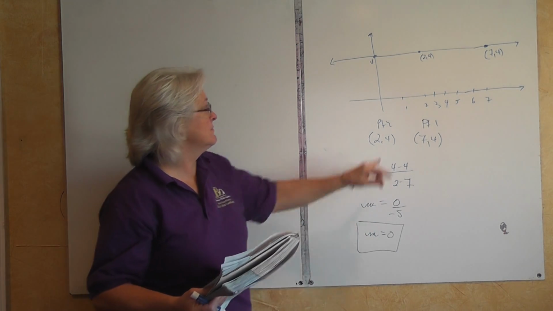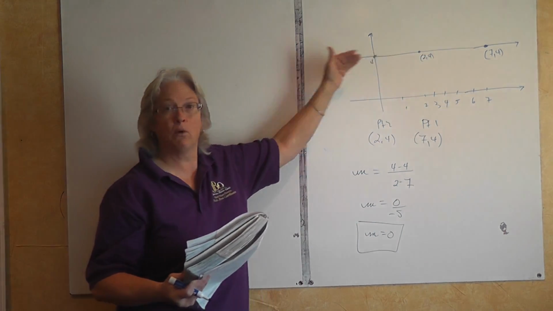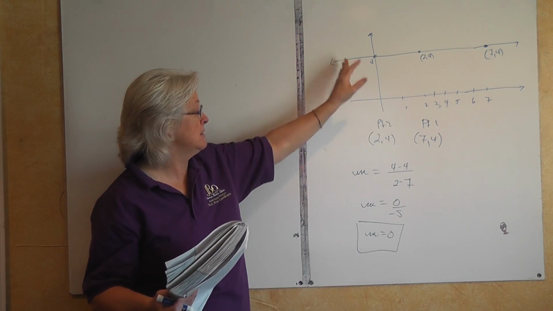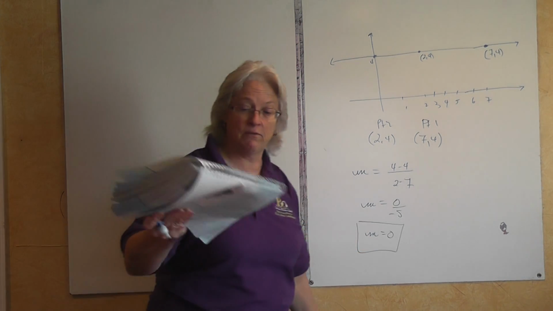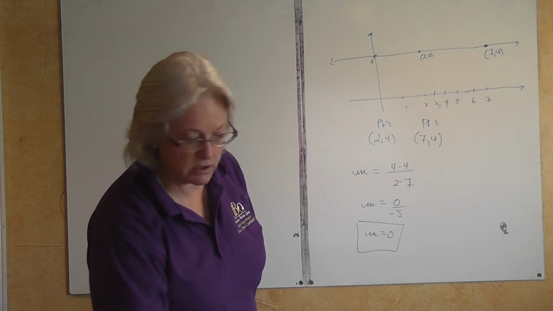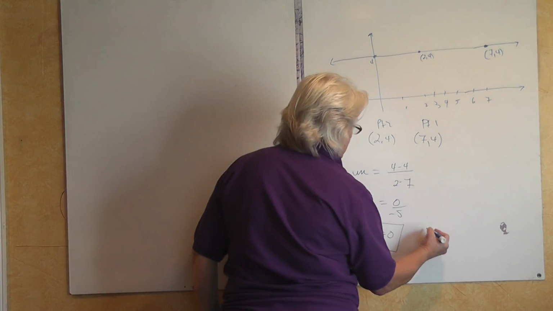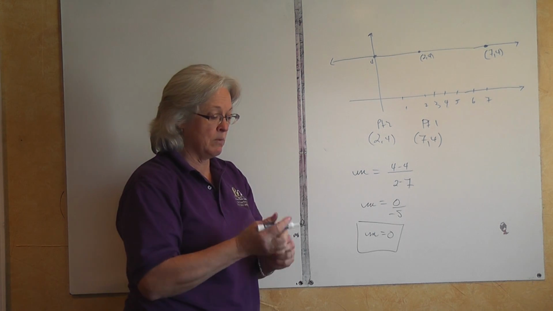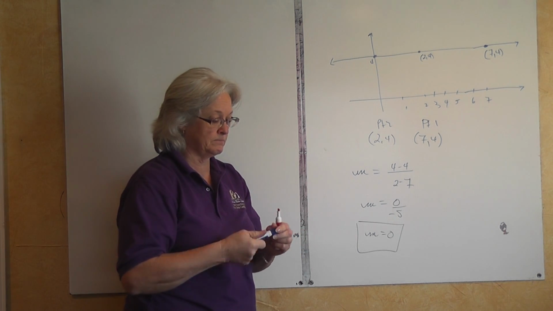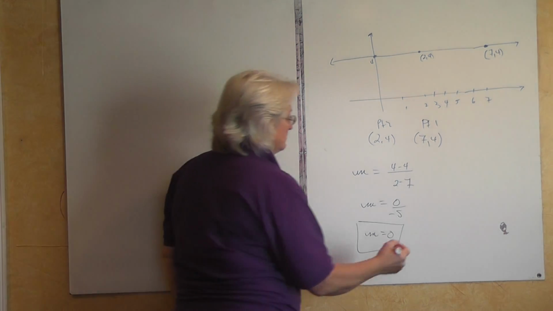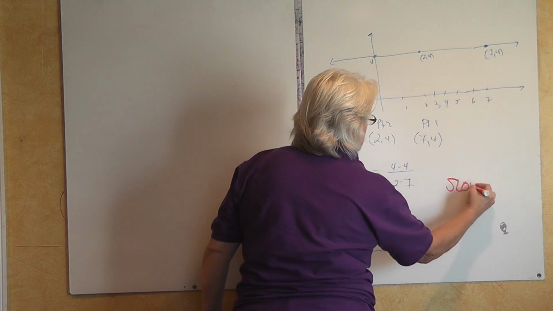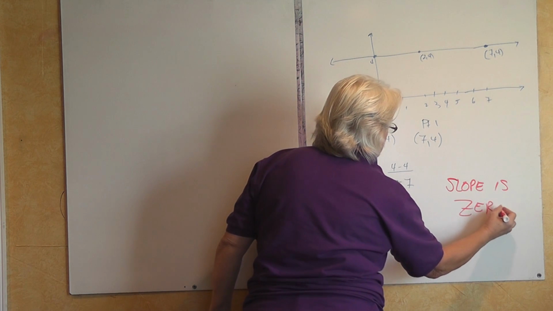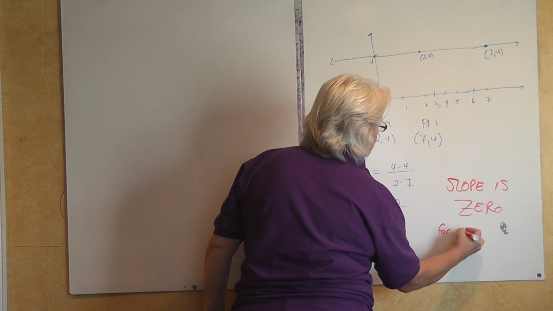It doesn't matter which 2 points I put here, because always in the numerator I'm going to have the difference of the y values, and the y is 4, no matter where you go on that line. So what do you see here? This is very, very important. The slope of a horizontal line is always 0.